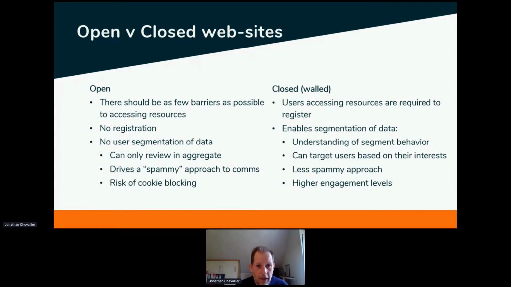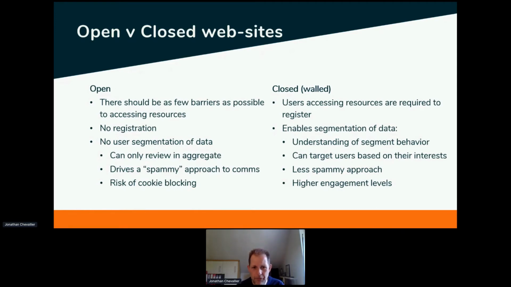If you move into the closed or walled environment, then you say we're going to require users to register to access resources. This has a great strength: you can now start to look at what type of content different users access. You can segment those users. You might segment by size of charity, by the type of activity they undertake in their charity, or by role as well. And you can start to target those users much better based on their interests. You can be a lot less spammy because you only send people what they're interested in. And there seems to be some data that says you get much higher engagement levels from this overall.